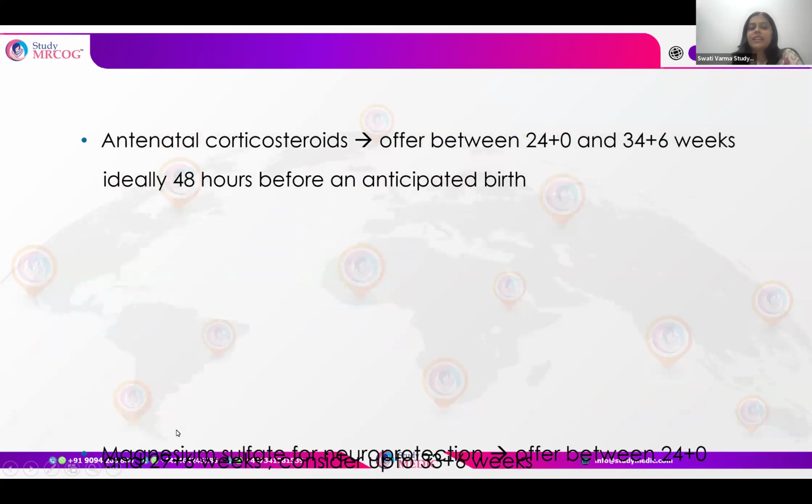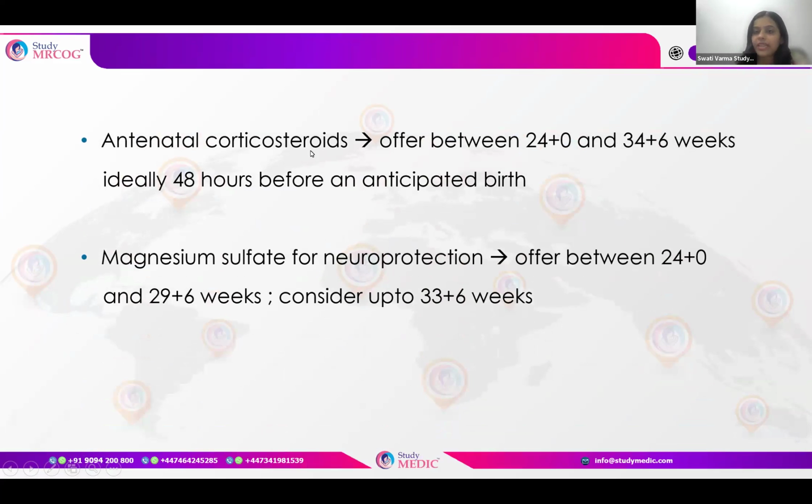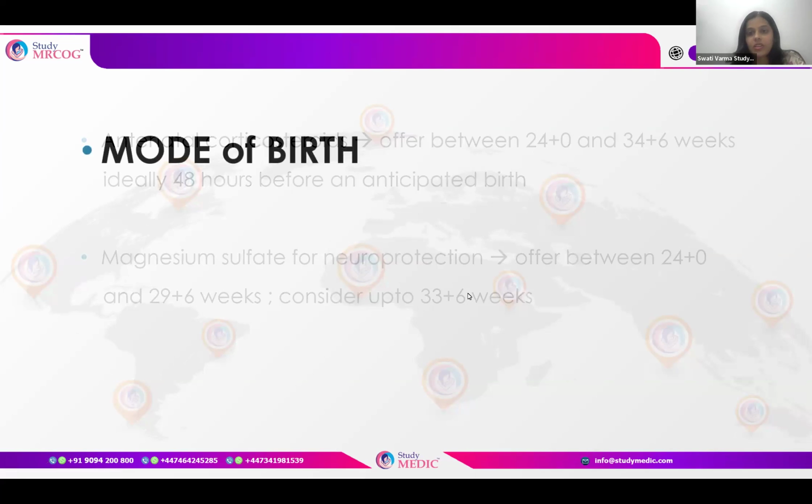Now, in this guideline, antenatal corticosteroids, again, they are saying to offer between 24 to 34 plus 6 weeks, ideally 48 hours before anticipated birth. Similarly, magnesium sulfate is for neuroprotection. You have to offer between 24 and 29 plus 6 weeks and consider up to 33 plus 6 weeks, similar to earlier.